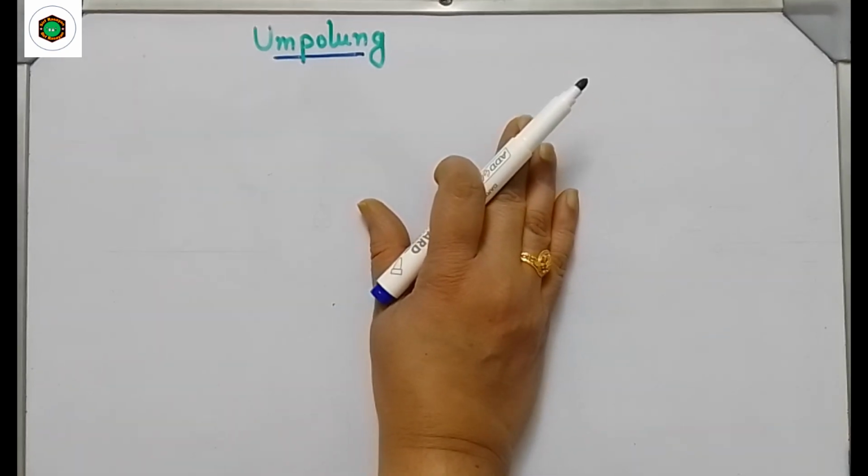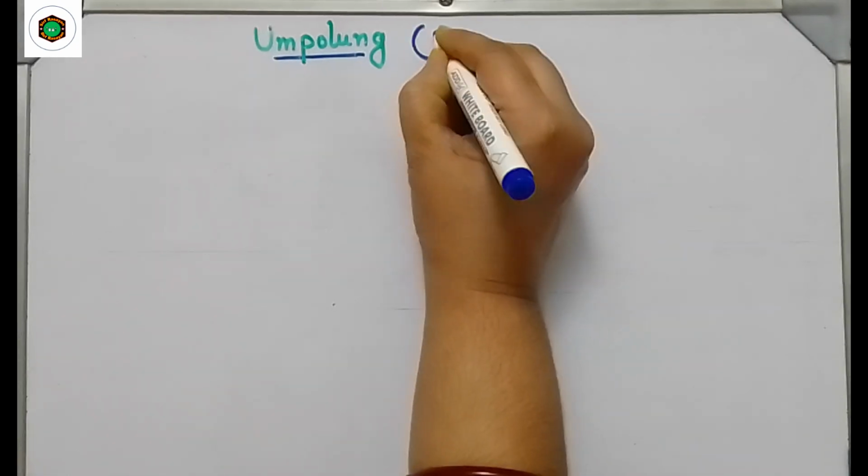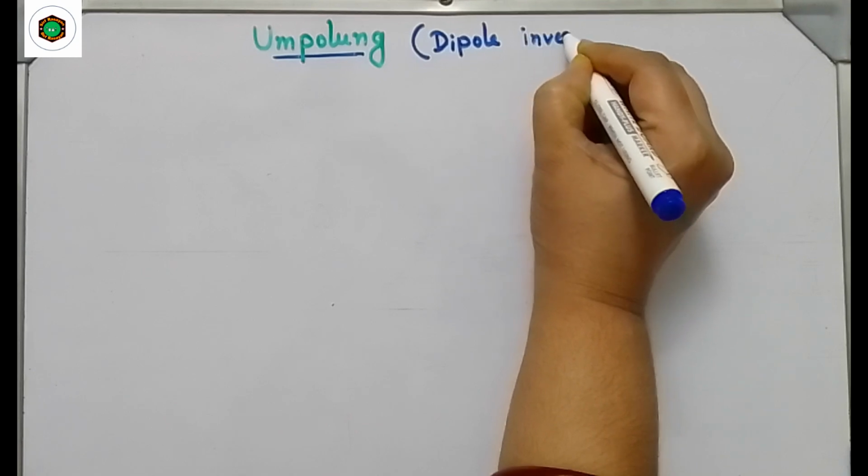In this lecture, I am going to explain Umpolung. It is also called dipole inversion.